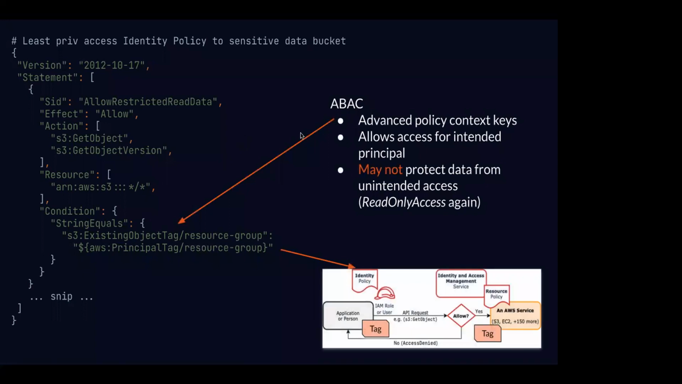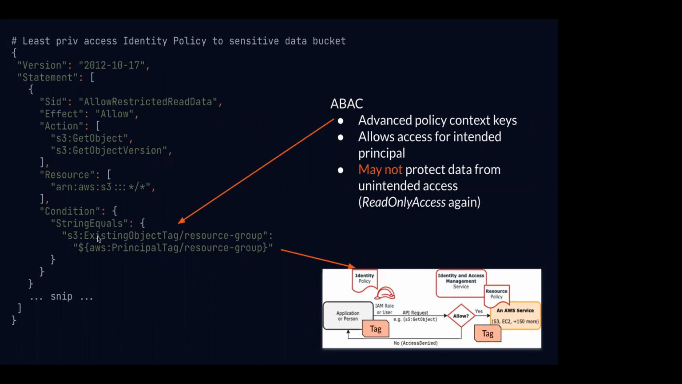Now, we're getting into a more advanced IAM policy context key and policy conditions here. And the good news is this allows access for the intended principal as long as you're trying to grant access to everything in this resource group to the principal. But it may not protect data from unintended access. Again, in this scenario, the policy is attached on the identity side, on the IAM role or user. So this is allowing some folks access. Unless you put something on the resource side, it doesn't prevent unintended access.